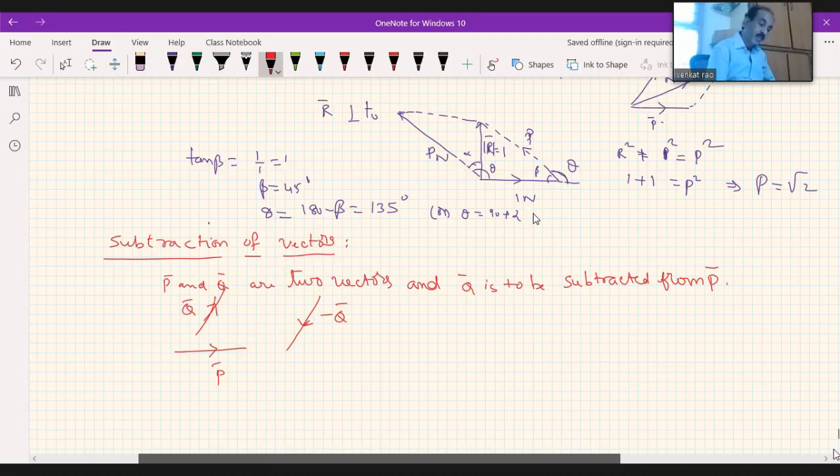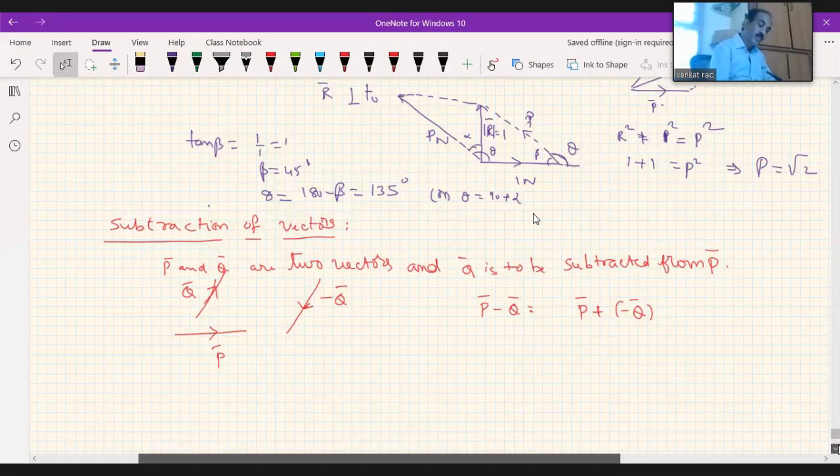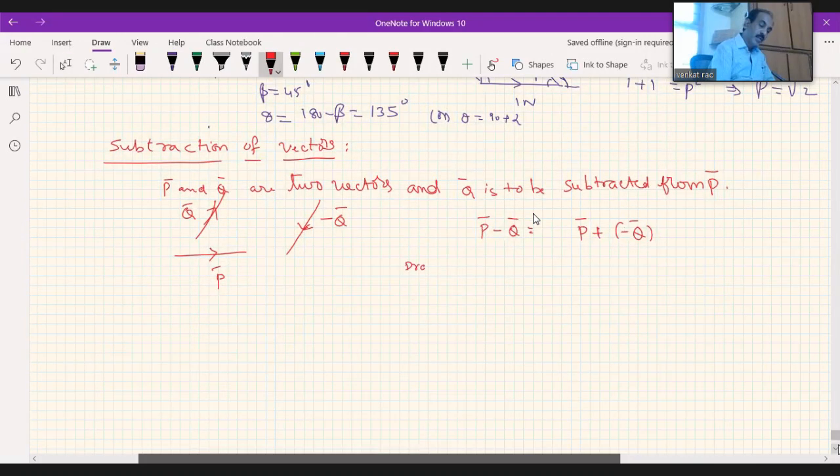So I will write P bar minus Q bar equal to, already you know, P bar plus of minus Q bar. And one more thing, automatically I will draw the parallelogram law. So draw the parallelogram with P bar and minus Q bar, not Q bar. I will draw both of them in the same diagram.